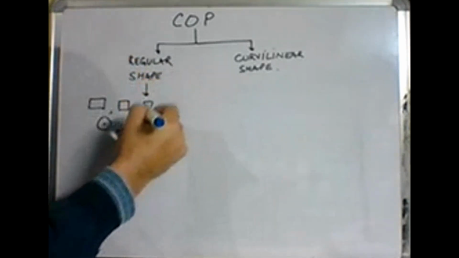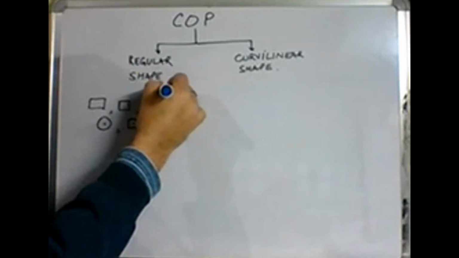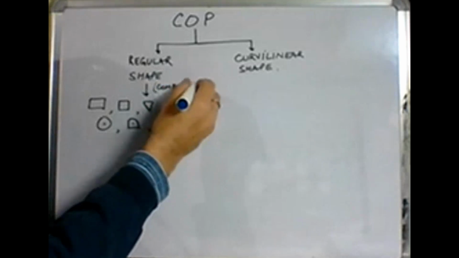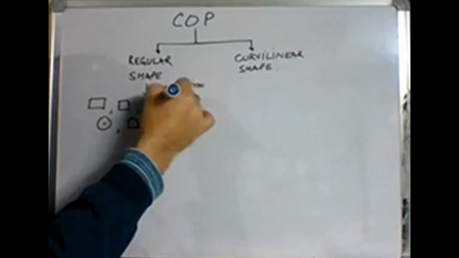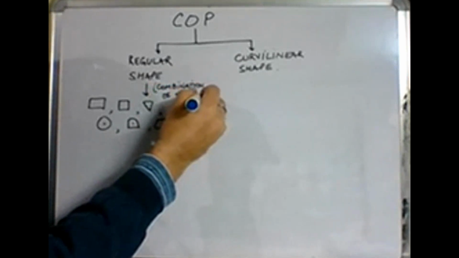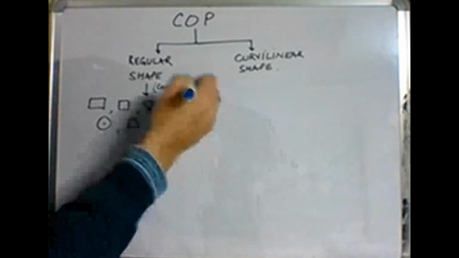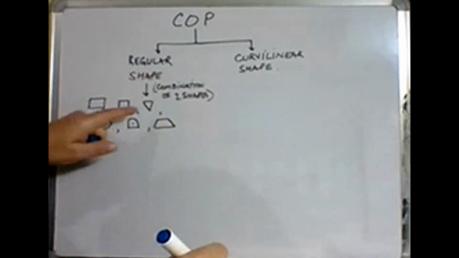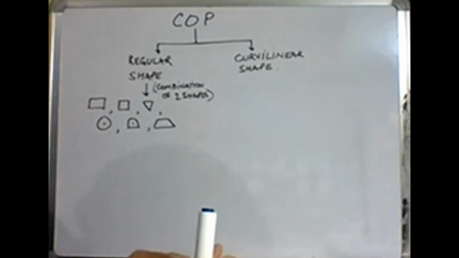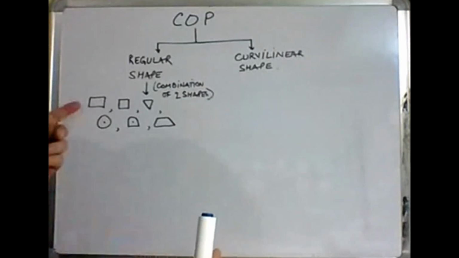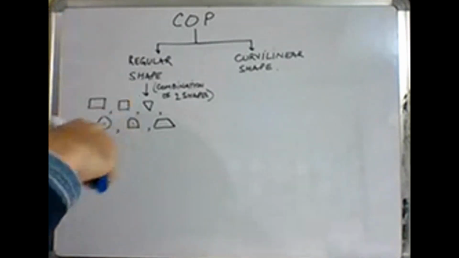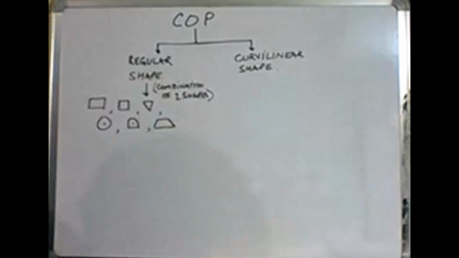Regular shapes and combination of them, combination of two shapes. That means it could be a shape which is a triangle and a rectangle. It's a possible combination. Or it could be a rectangle and a semicircle, or any combination, any two.